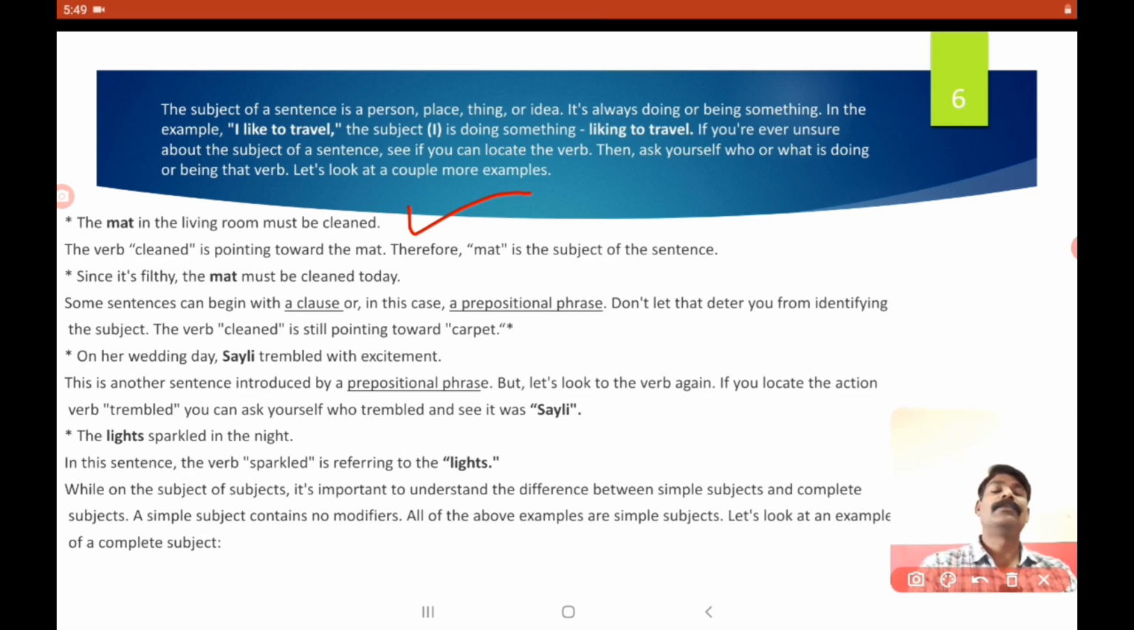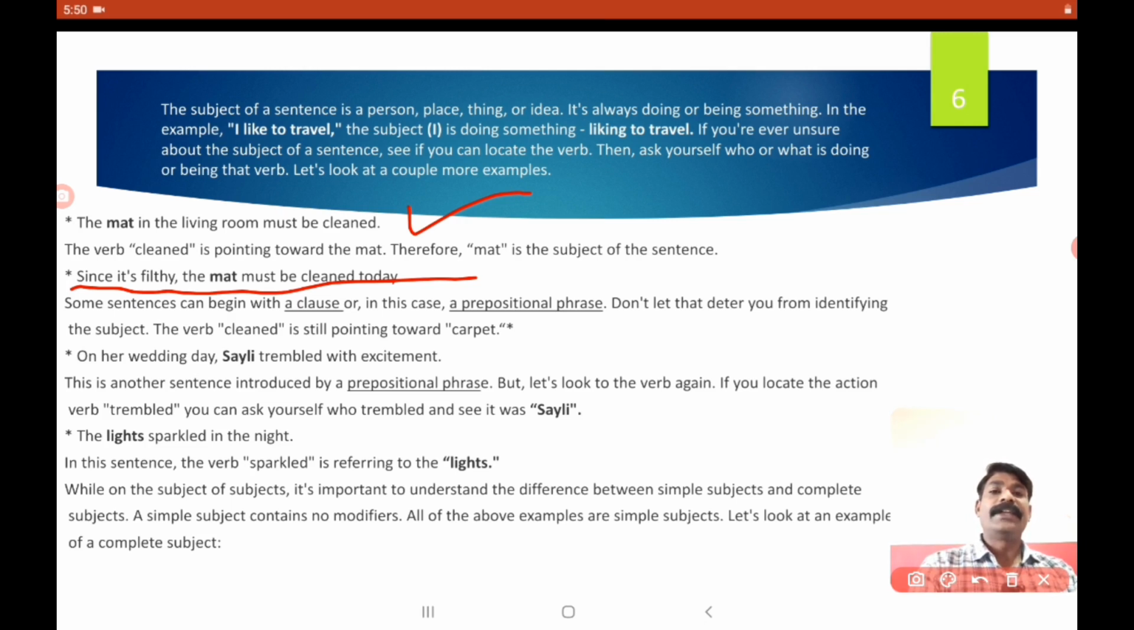म्हणून जर तुम्हाला सब्जेक्ट कन्फ्यूज होत असेल, पर्टिक्युलरली अशा प्रकारच्या वाक्यामध्ये, तर डोंट बी कन्फ्यूज. Ask who or what to the verb. Definitely you can find the answer, mat is the subject.